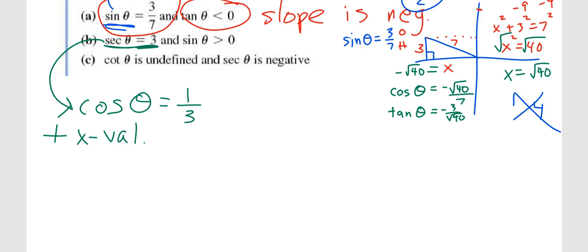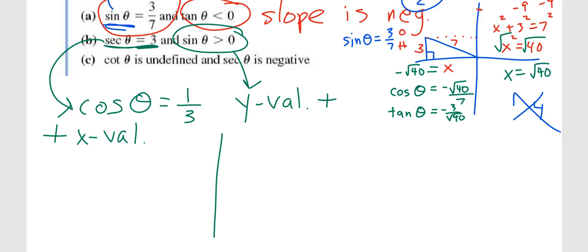That's important. We're also told that sine theta is greater than 0. What are they telling me? Are they telling me that the y value or the slope is positive? So my y value is positive. You've got to narrow it down to one quadrant where you have a positive x and a positive y. Which one? Positive x, positive y. Quadrant 1, thank you very much. Good old quadrant 1.